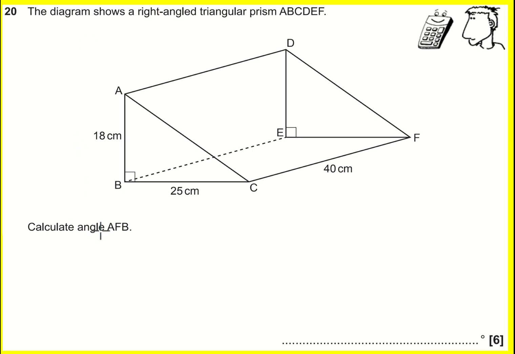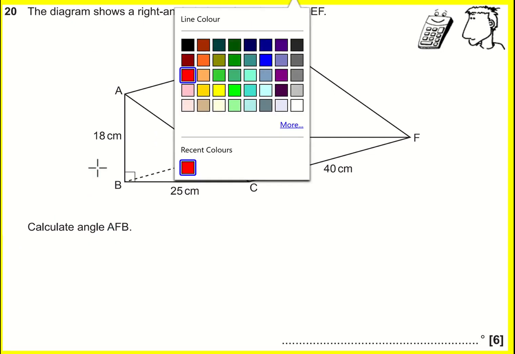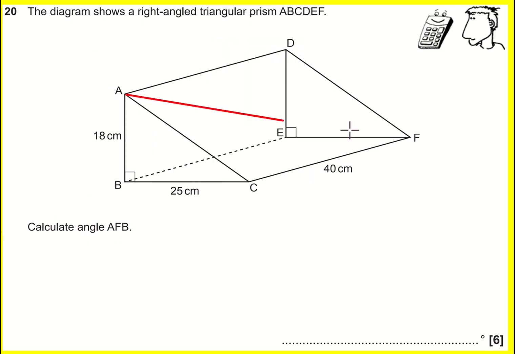Okay, calculate. We've got a right angle triangular prism, and it wants us to calculate angle AFB. So I think a good idea is to connect A, F, B, and then back to A. Okay, so this is actually a right angle triangle. The right angle is where the line going across the base will meet the height.